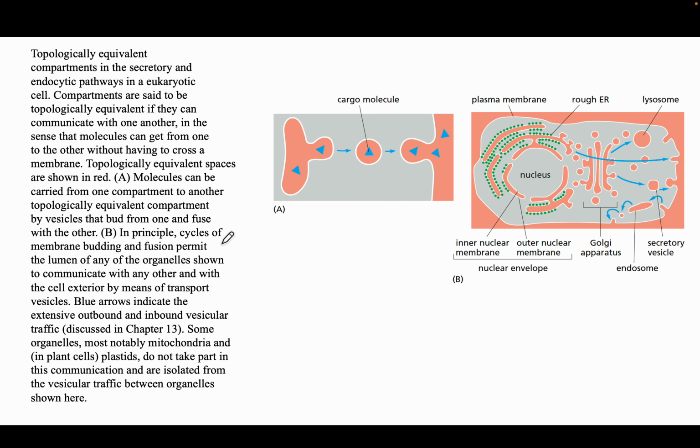In the case of B, we can see that cycles of membrane budding and fusion permit the lumen of any of the organelles shown to communicate with any other and with the cell exterior by means of transport vesicles. In this case, blue arrows indicate extensive outbound and inbound vesicular traffic. Some organelles, most notably mitochondria and plastids, do not take part in this communication and are isolated from the vesicular traffic between organelles shown here. So this is the plasma membrane, this is the nucleus, this is the inner nuclear membrane, outer nuclear membrane, and this is the rough ER associated with the nuclear membrane, and this is the Golgi apparatus and some secretory vesicles and endosomes and lysosome. Basically this is the vesicular pathway inside the cell.